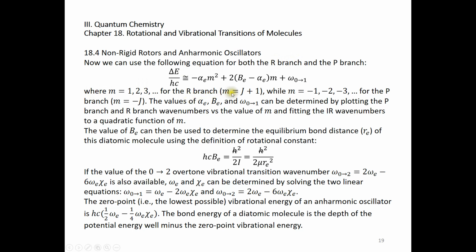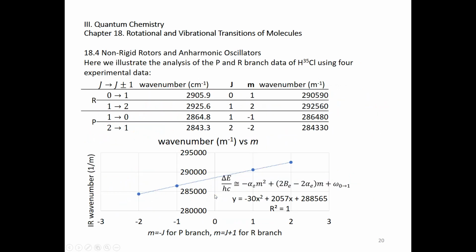And we define M to be J plus 1. So the value of M is 1, 2, 3, etc. And now we look at a P branch. The transitions can be from 1 to 0, 2 to 1, 3 to 2, and then we define M to be -J, and then we can pull all the data together. Both the R branch and the P branch data can be pulled together in the same Excel graph. If we redefine this variable M to be J plus 1 for the R branch, M is -J for the P branch. Now let's look at one example.